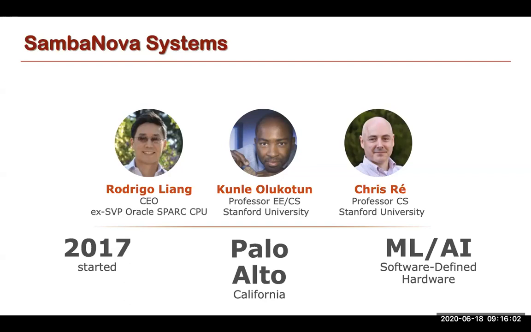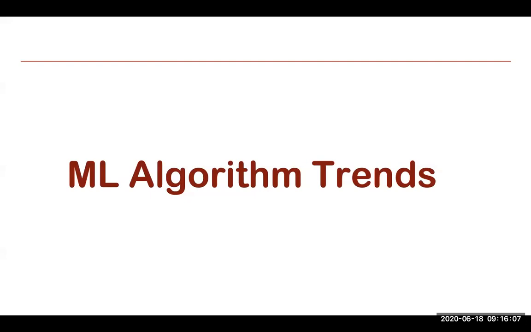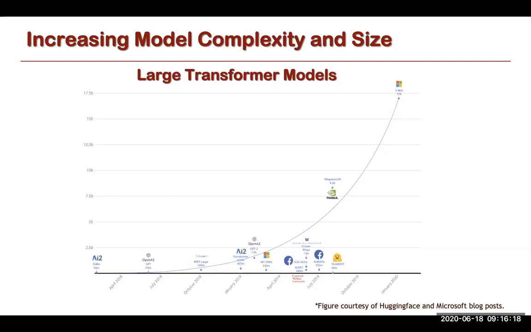So going back to the ML algorithm trends, let's think about how things are changing. One of the most dominant trends is the increasing complexity of the models to provide high accuracy. And this is quite evident if you look at large transformer models, which are completely changing the way that we do natural language processing, right?